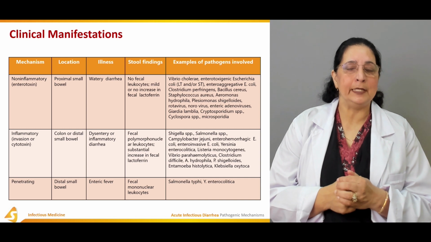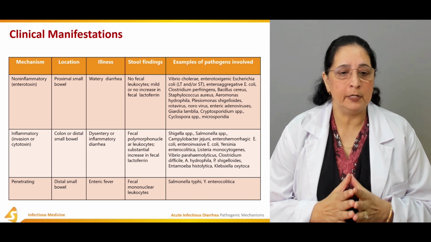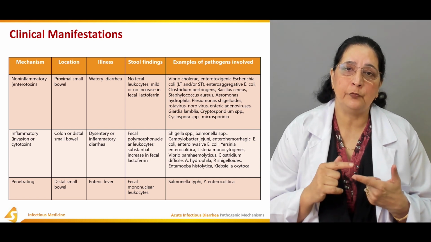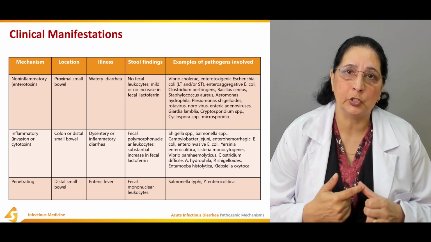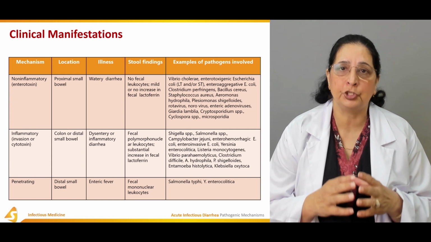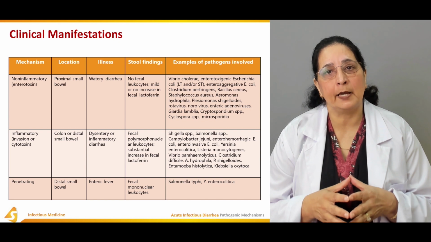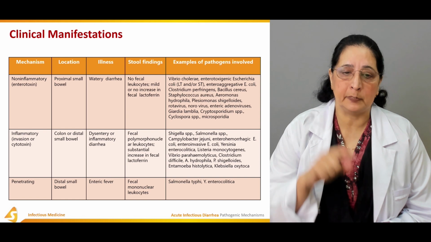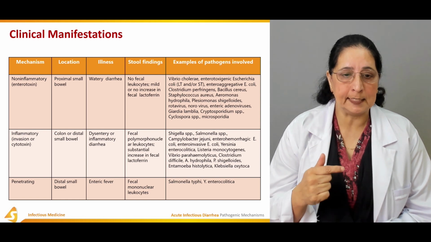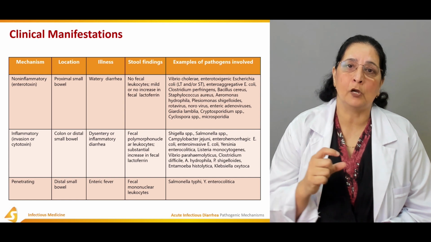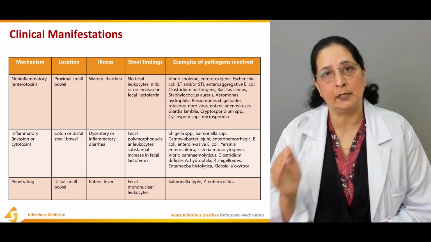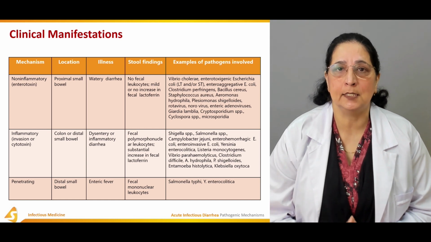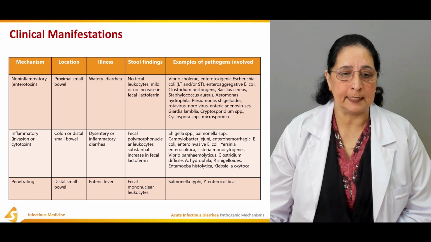The second type is now the inflammatory type, also known as invasion or cytotoxin. In the first, we have enterotoxin. In this, cytotoxin is caused by invasion of the lining or by the production of cytotoxin. And here the location now is both the colon and the distal small bowel. Distal small bowel will be more the ileum and the distal part of the jejunum, and the colon, the large intestine, is also affected by this.